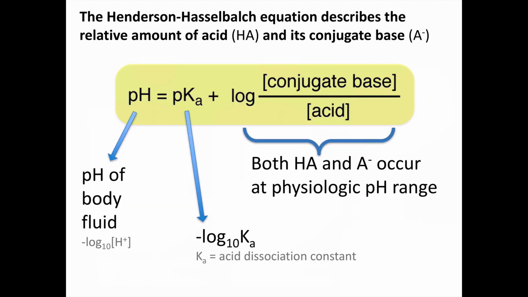It's the Henderson-Hasselbalch equation that describes the relative amount of a weak acid and its conjugate base in an aqueous solution. With regard to pharmacology, Henderson-Hasselbalch states that the pH of a body fluid is equal to the pKa of the drug plus the logarithm of the concentration of the drug's conjugate base divided by the conjugate acid form. And with weak acids and bases, both forms of the drug can be found within the physiologic pH range.